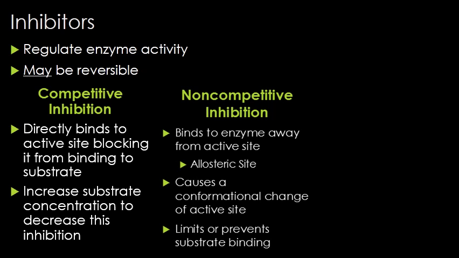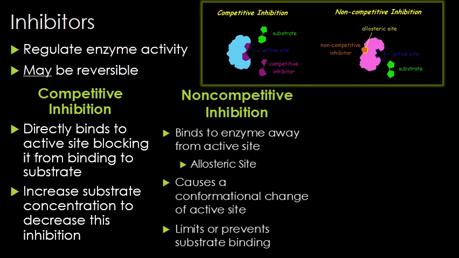Non-competitive inhibitors bind to enzymes away from the active site, somewhere else, and that site is called the allosteric site. So you'll often see this called allosteric inhibition. Now, by binding somewhere else, you disrupt the three-dimensional shape, causing a change in the shape of the active site, a conformational change, which is going to prevent the binding of the substrate. So competitive inhibition and non-competitive inhibition can be seen here.